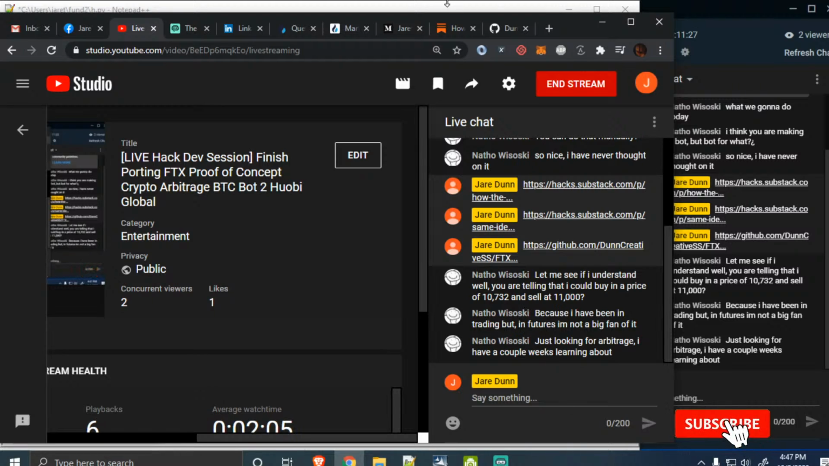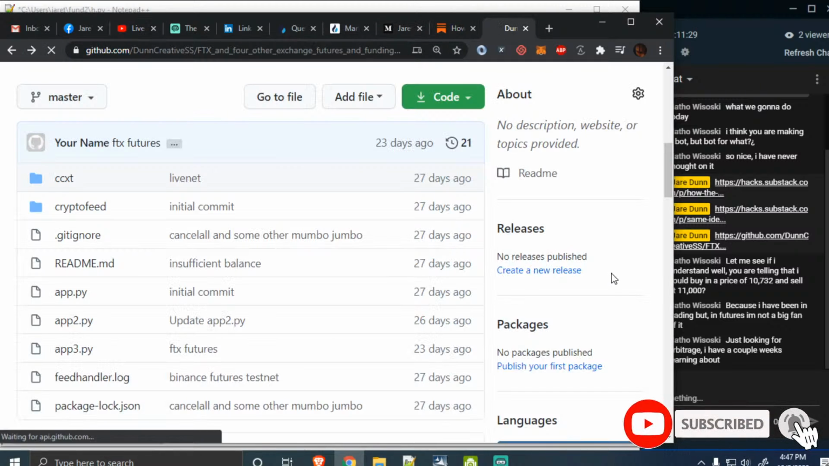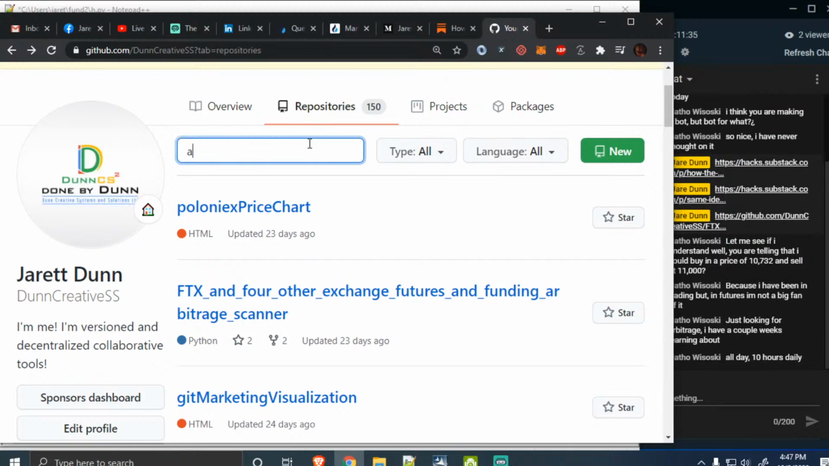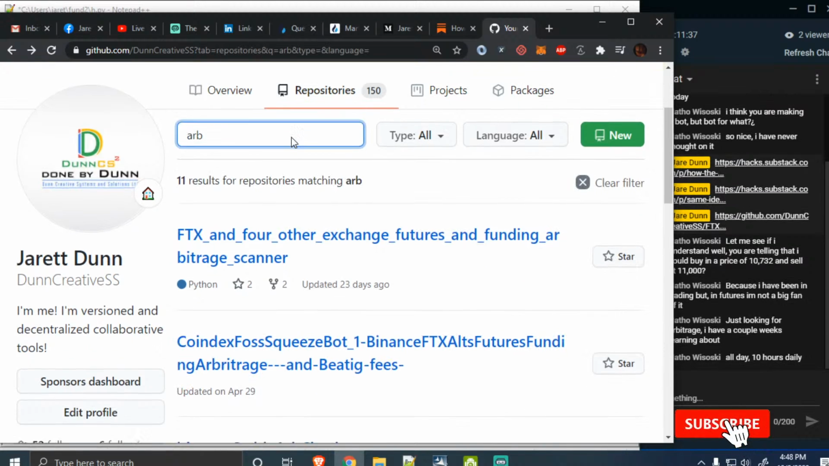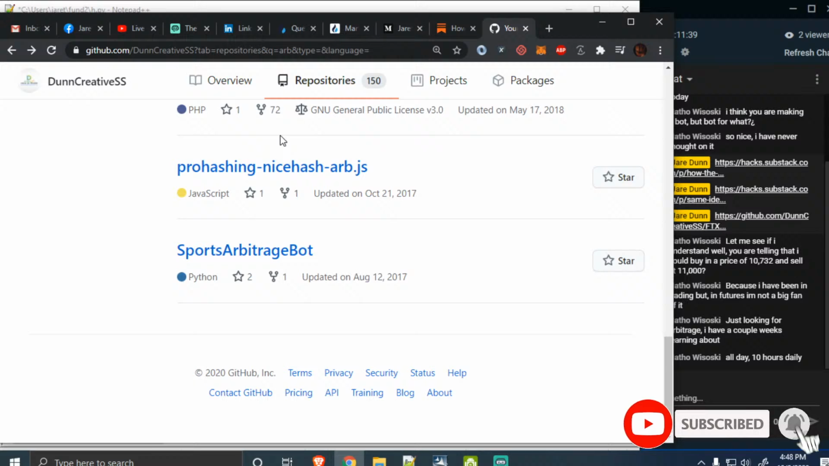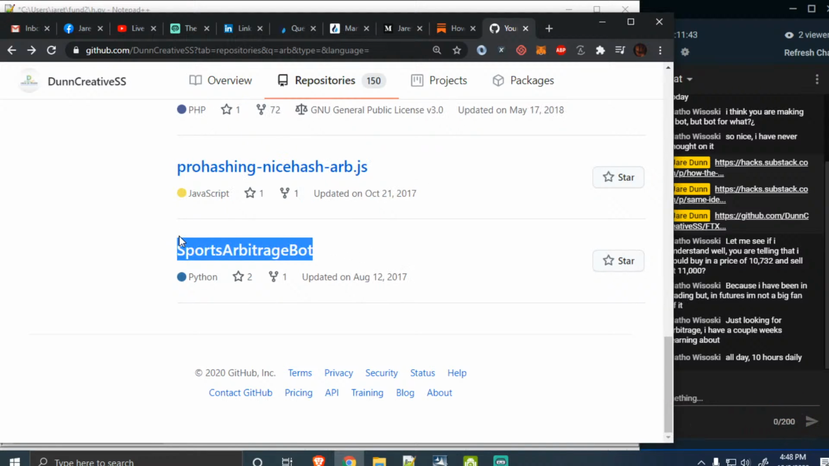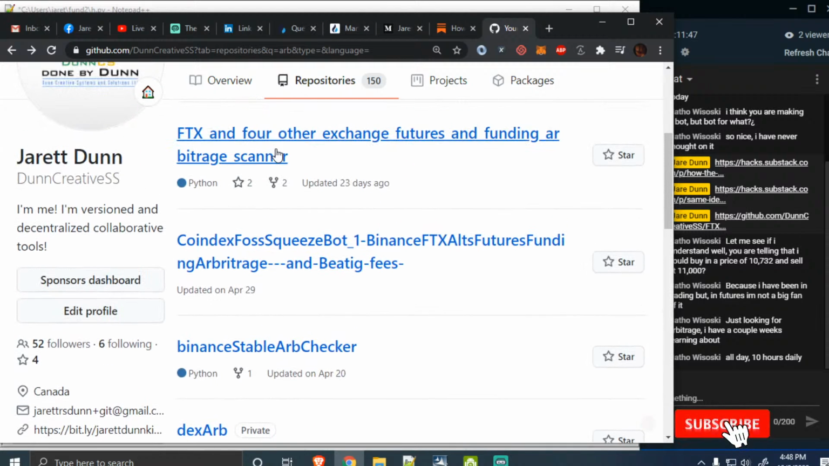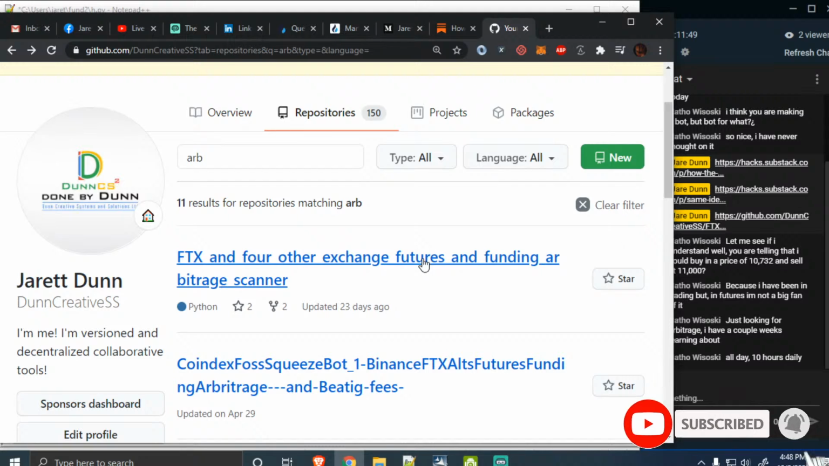Yeah, arbitrage. I mean, arbitrage is really one of my oldest loves. If you go back to my GitHub here and just search, I have 150 repositories. If you just search Arb in here, it's going to come up with a whole bunch of things that I've done over the years since 2017. This is a sports betting arbitrage bot, for instance, where you bet on both sides of a match with more than one bookie.